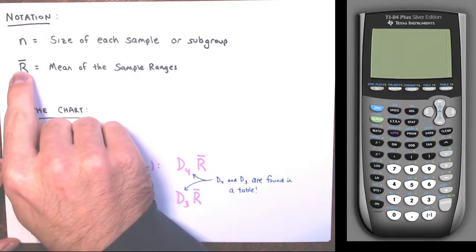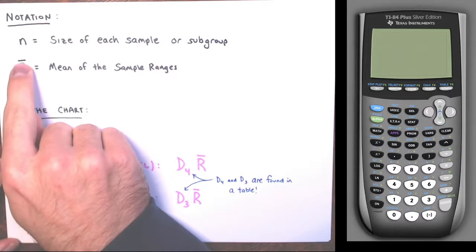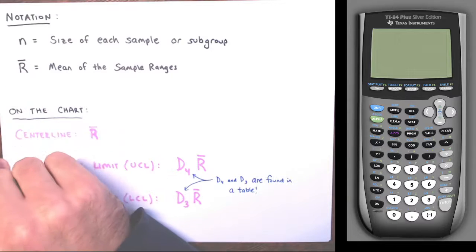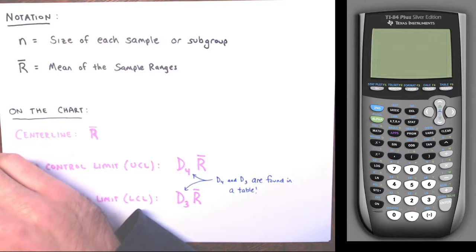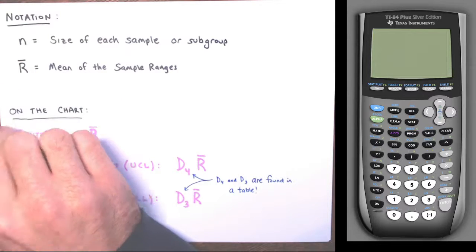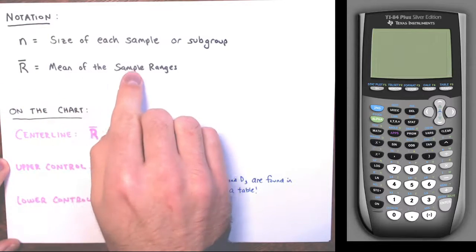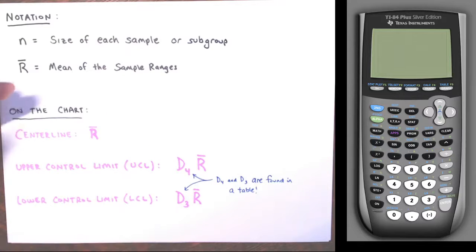And you'll see R bar. Remember, usually when there was a bar thrown over something, it meant the mean, right? Like X bar was sample mean. R bar is the mean of the sample ranges. So you take a look at your list of all the ranges of all the samples you've taken, add those all up, and divide by how many samples there were. That's your R bar.